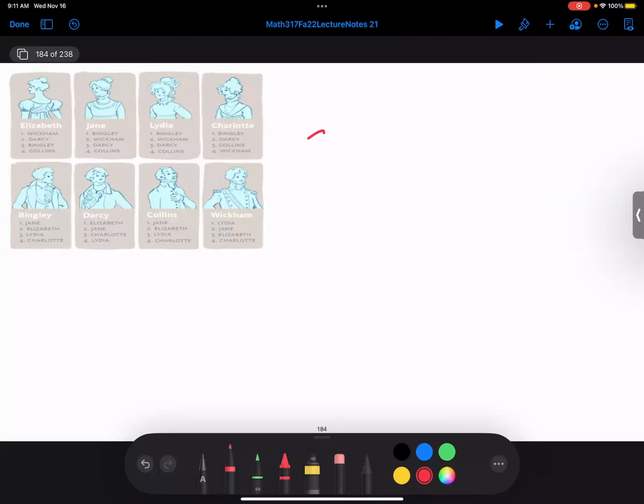So we have Elizabeth, Jane, Lydia, and Charlotte. And now the men propose. So who does Bingley propose to? Bingley proposes to Jane. They all have different first names. So Bingley proposes to Jane. Darcy proposes to Elizabeth. Collins proposes to Jane. And Wickham proposes to Lydia. So what happens? What happens in stage one?